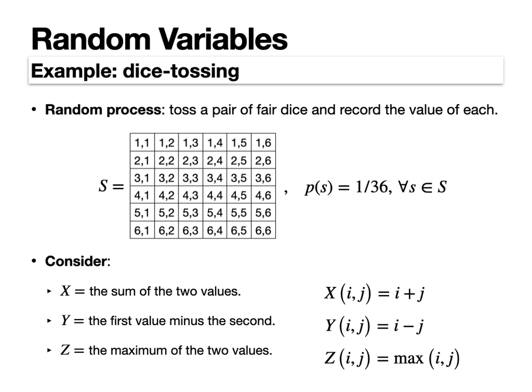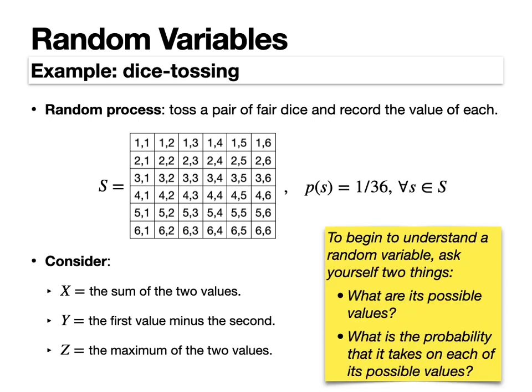So you could write them in function notation, but typically we're not that interested in that so much as questions like, what's the probability that the sum is 7? Or what's the probability that the maximum is 4? And in fact, to really understand a random variable, you want to ask yourself two things. What are its possible values? And what is the probability that it takes on each of its possible values? That probability would give you what we call the probability mass function for the random variable.